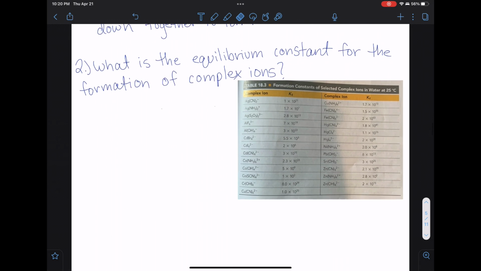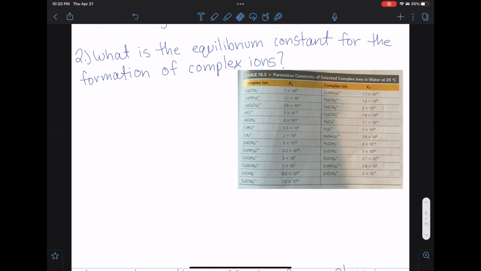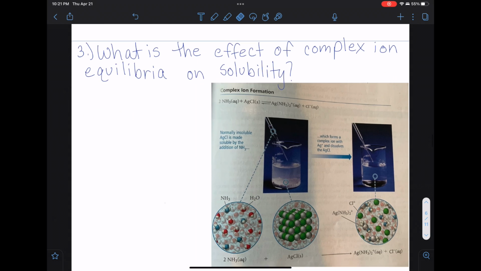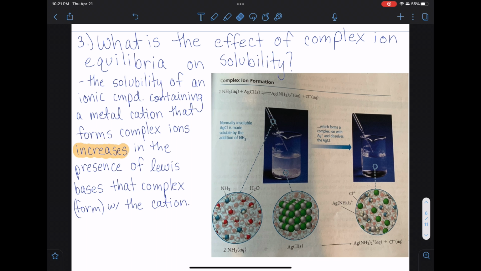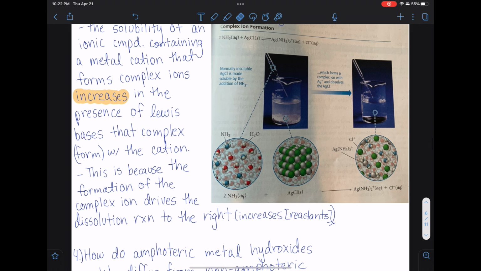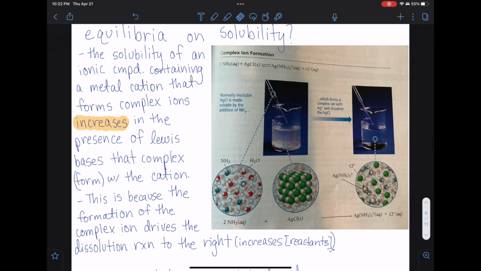2. What is the equilibrium constant for the formation of complex ions? So Kf, the formation constant, equals the concentration of products raised to their stoichiometric coefficients over the concentration of reactants raised to their stoichiometric coefficients. 3. What is the effect of complex ion equilibria on solubility? The solubility of an ionic compound containing a metal cation that forms complex ions increases in the presence of Lewis bases that complex form with the cation. This is because the formation of the complex ion drives the dissolution reaction to the right. It increases the concentration of reactants.